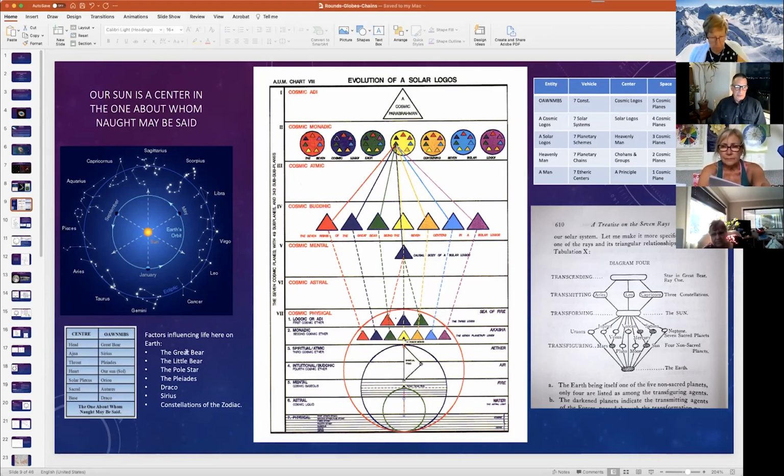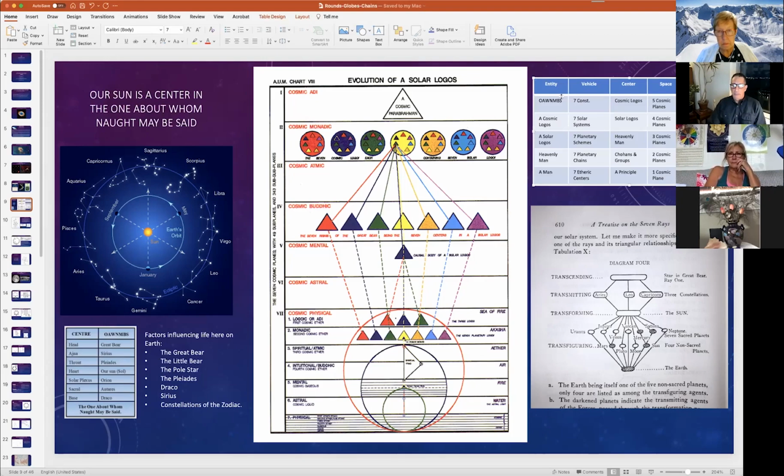Some of the other things that are influencing that aren't mentioned here are the Little Bear, that's the Little Dipper, our pole star, and the 12 constellations of the Zodiac. So all of those are elements in the One About Whom Naught May Be Said. DK gives this chart over here on the right in Cosmic Fire.